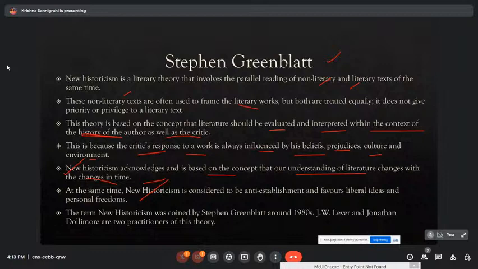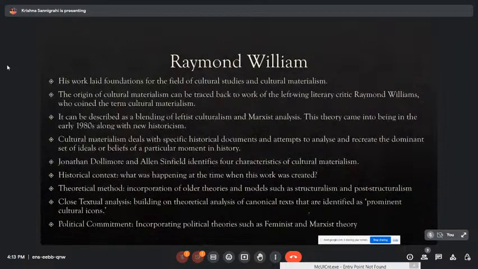The term new historicism was coined by Stephen Greenblatt around the 1980s. And J.W. Lever and Jonathan Dollimore are two practitioners of this theory. Now we come to Raymond Williams. So Raymond Williams, his work has laid the foundation to the field of cultural studies and cultural materialism. The origin of cultural materialism can be traced back to the work of the left-wing literary critic Williams, who coined the term cultural materialism also.